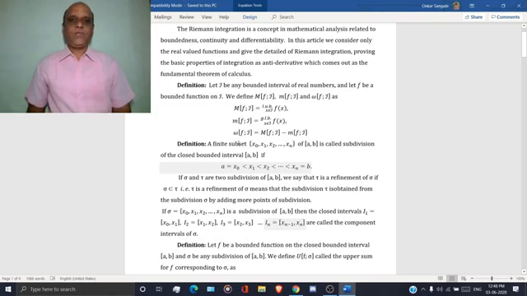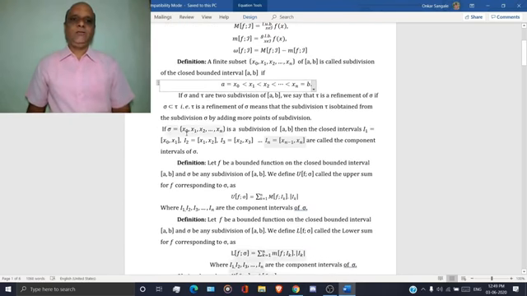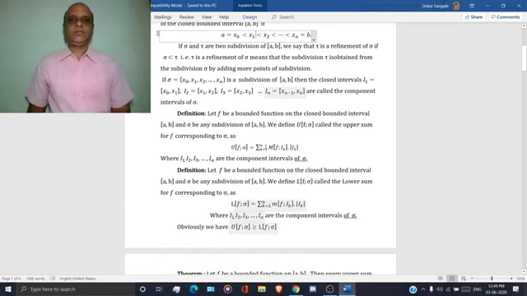We have also seen a finite subset x0, x1, x2, ..., xn of a closed bounded interval AB as a subdivision if it satisfies this condition. Then if sigma is a subdivision, the set x0, x1, x2, ..., xn of the closed bounded interval AB, we have some intervals here: I1 defined as the closed interval x0, x1, then I2, I3 and so on up to In. All these intervals are called component intervals of the subdivision sigma.